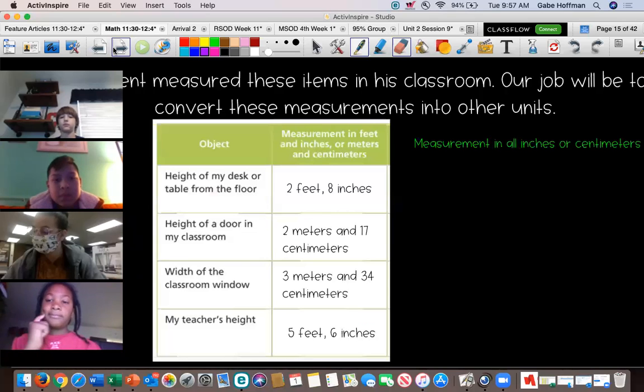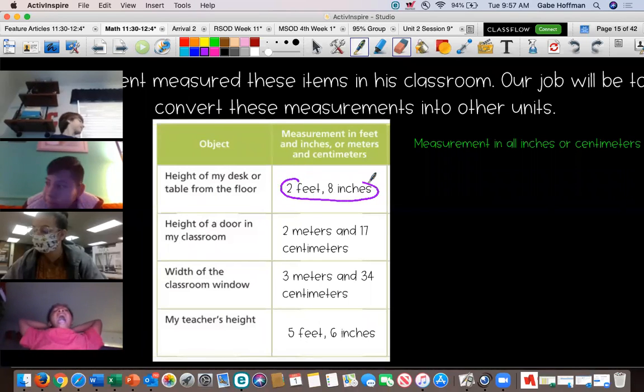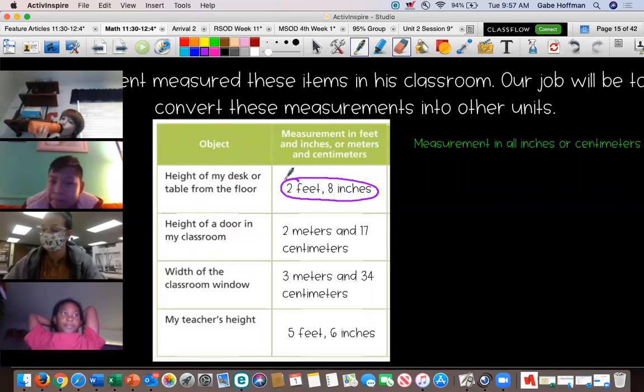So in just a few minutes, we're not going to start doing these yet, but we're going to be looking at how can I take a measurement like 2 feet and 8 inches and say it all in inches, right? How can I say what this would be completely in inches?